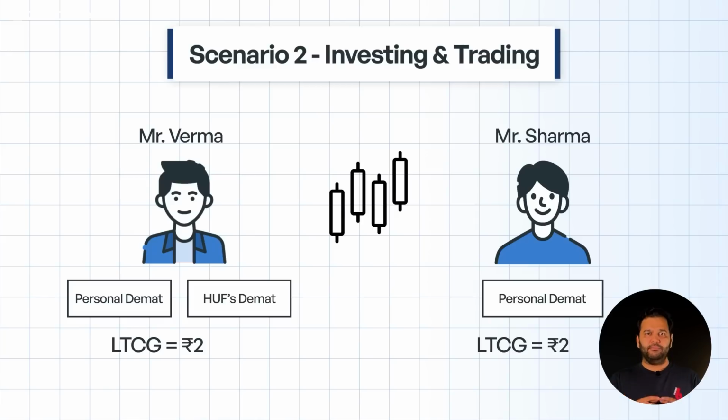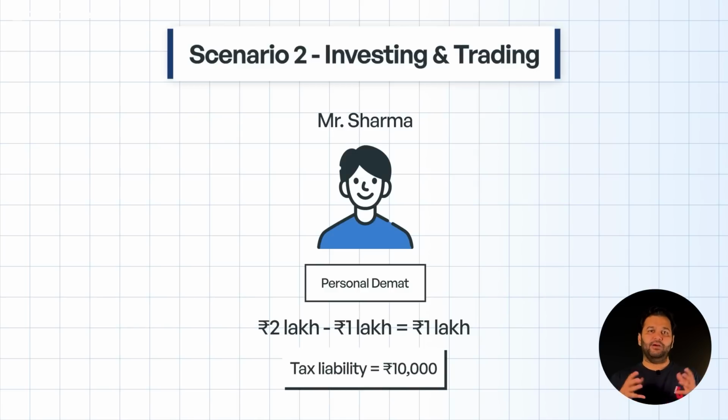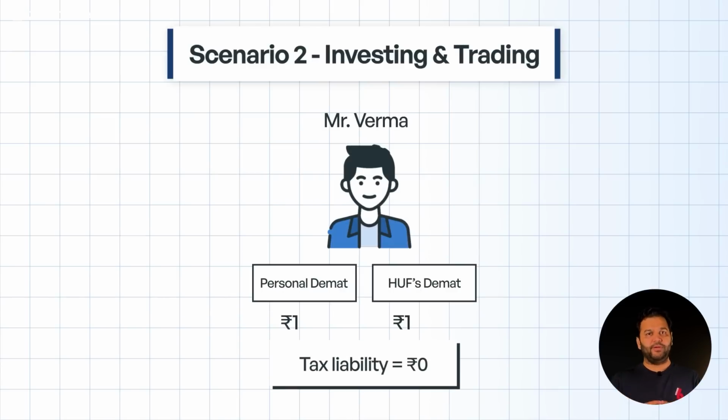Next year, both of them have long-term capital gains of, let's say, 2 lakh rupees. Now, tax on long-term capital gains from equity is exempt up to 1 lakh. Hence, Mr. Sharma will have to pay 10% tax on the remaining 1 lakh, which is about 10,000 rupees. On the other hand, Mr. Verma will pay 0 taxes on his capital gains, since his gains are distributed between 2 Demat accounts and none of them have crossed the 1 lakh basic exemption limit.